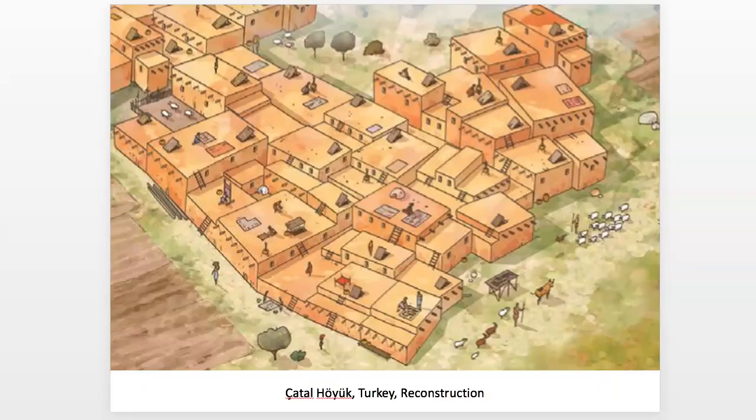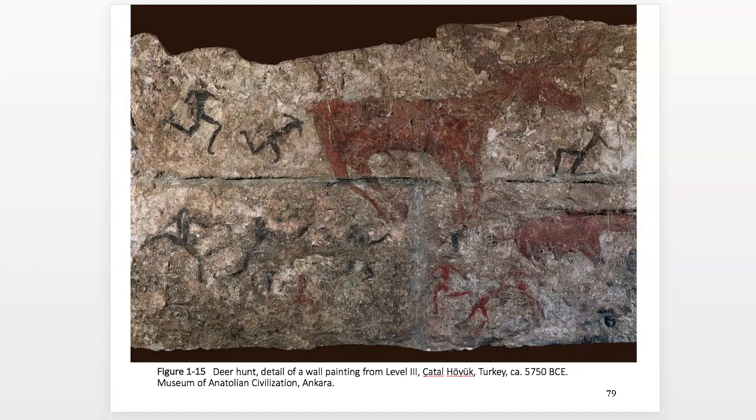This is kind of a reconstruction or a drawing of what it probably looked like from what they found archaeologically, of the type of buildings they had. This would be somewhat similar to what they would have had in Jericho, people say. And we're going to look at a couple of paintings from this area, from this little town. One of them is a hunting scene called the deer hunt.